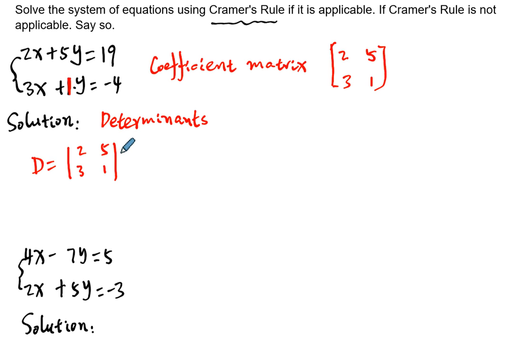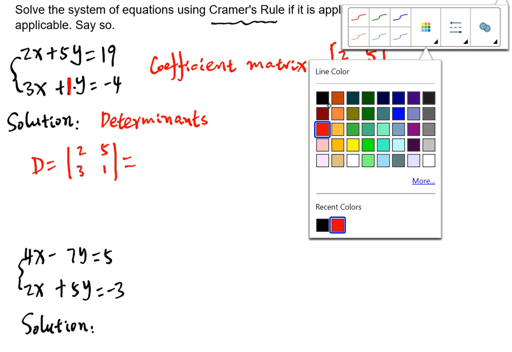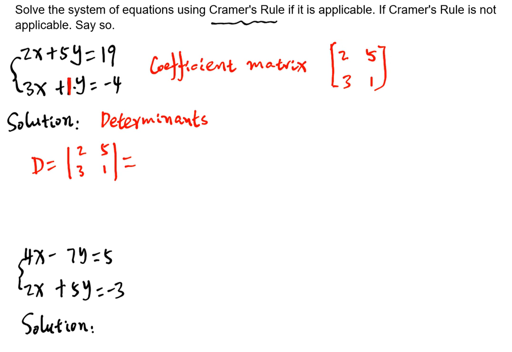Okay, so then we will have a cross multiplication, like that. It is 2 times 1 subtract 3 times 5. That's 2 minus 15, which gives us negative 13. That's the first determinant.